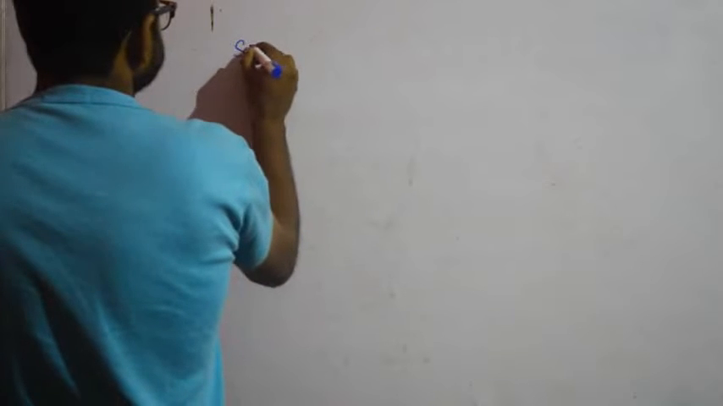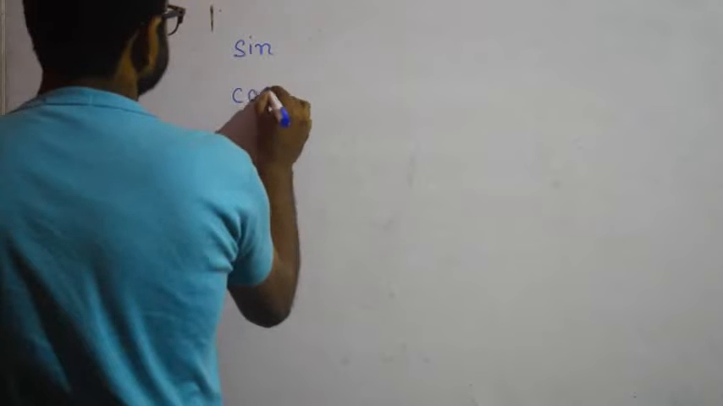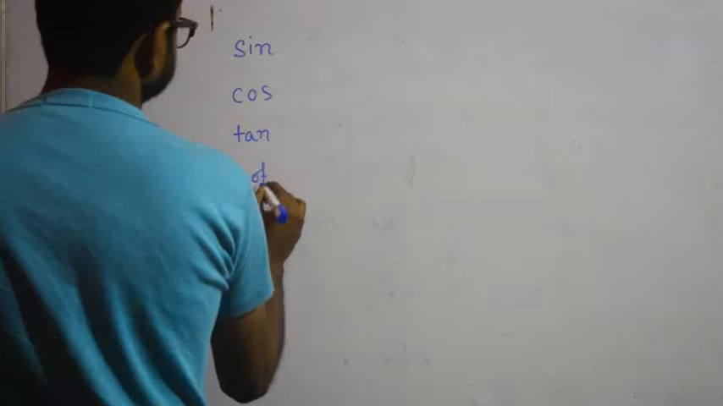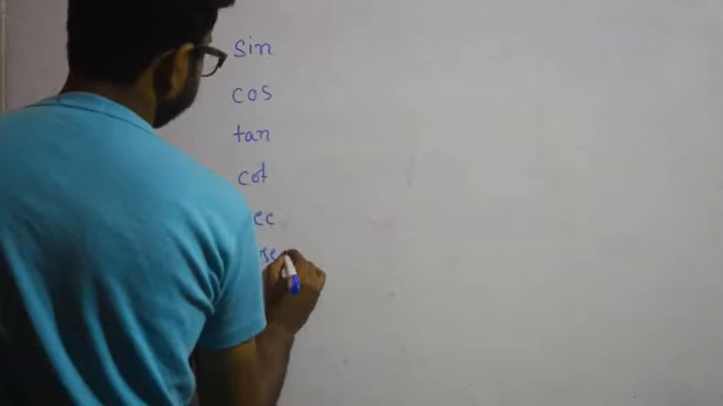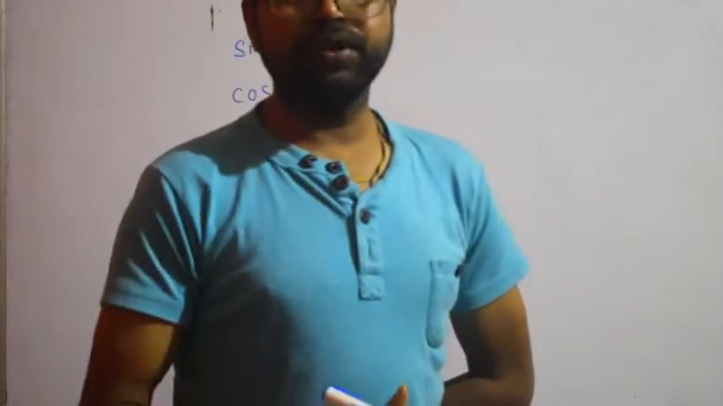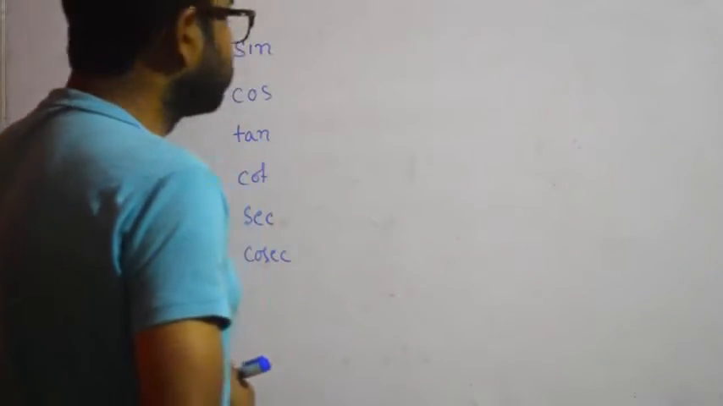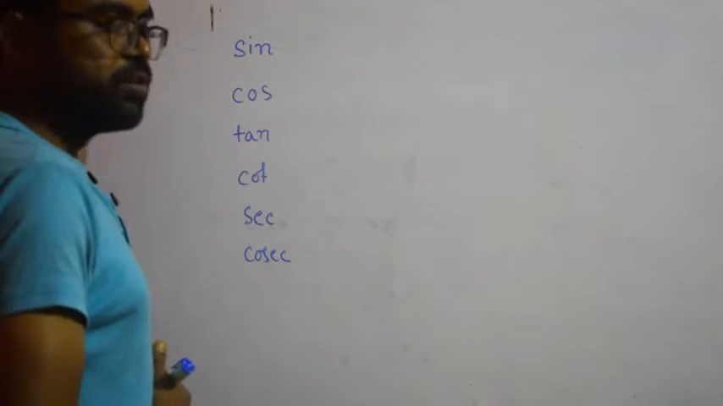Since we have 6 ratios, sine, cos, tan, cot, sec and cosec. If you remember, I created a table for finding the values of these 6 ratios with respect to some standard angles. In that case, I already told you that sine and cos complement each other, tan and cot complement each other, and sec and cosec complement each other.